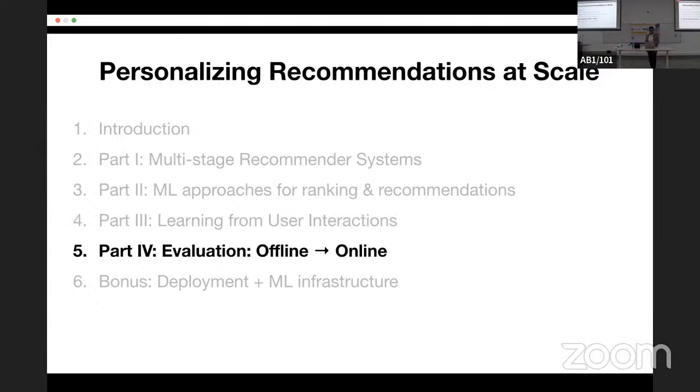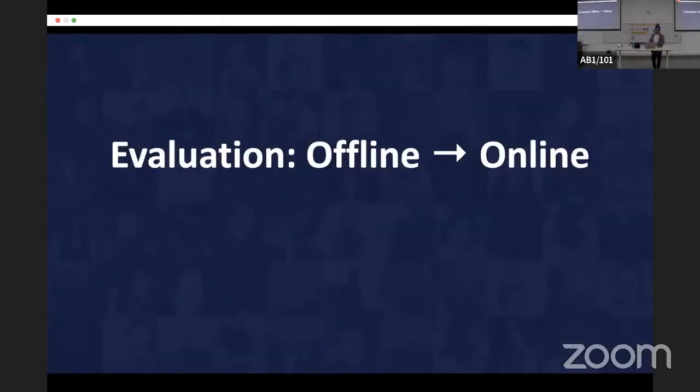So we've looked at multi-stage recommendations, right? We've looked at ML approaches, learning from user interactions, and now let's focus on evaluation. And I think this is very interesting and very underappreciated.